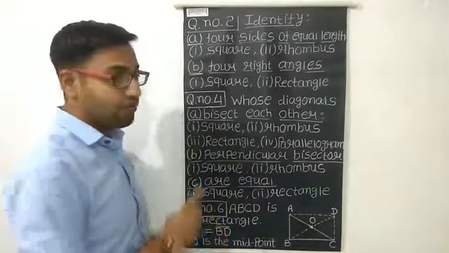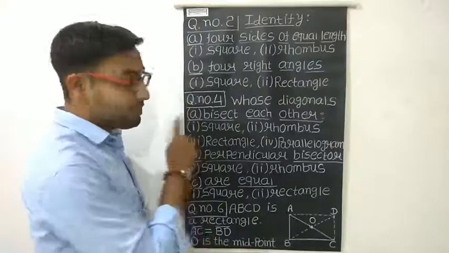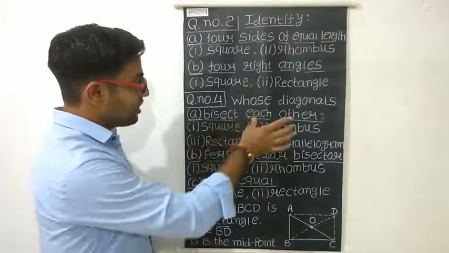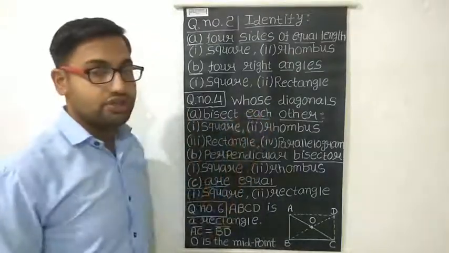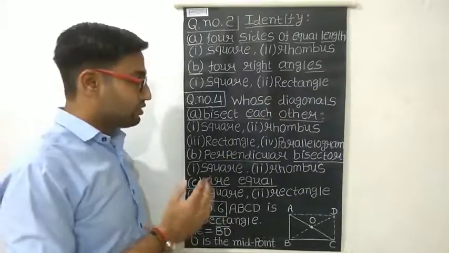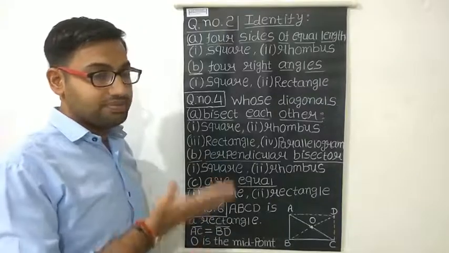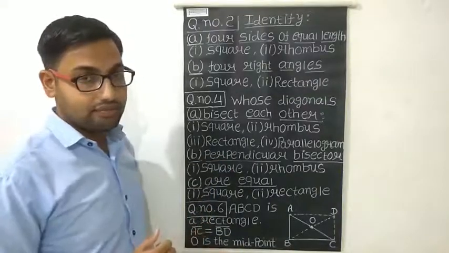So this question number 4 is based on the property of the diagonals. So what is the first question? A is whose diagonals bisect each other. So which quadrilateral has the diagonals which bisect each other? Bisect each other means both the diagonals must be bisected, right?